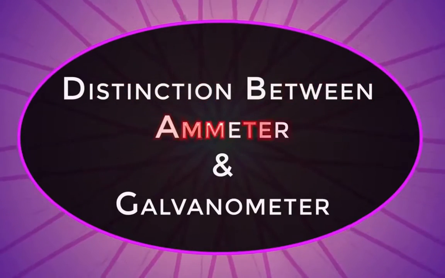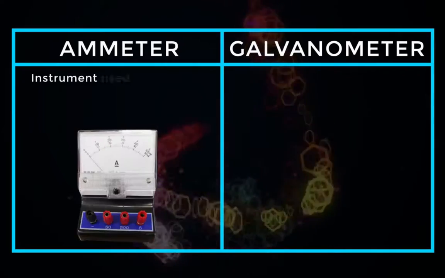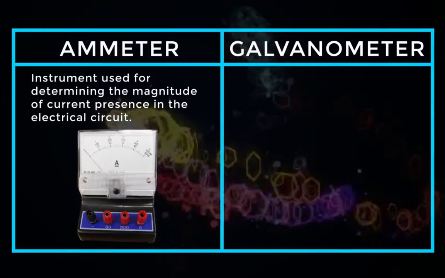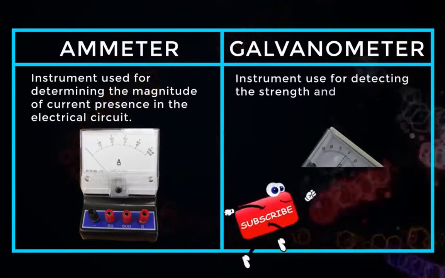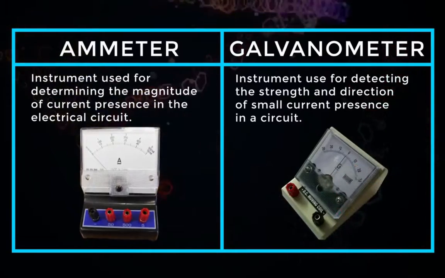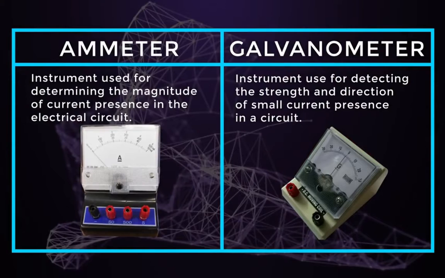Distinction between ammeter and galvanometer. An ammeter is an instrument used for determining the magnitude of current present in an electrical circuit, whereas a galvanometer is used for detecting the strength and direction of small current present in a circuit.